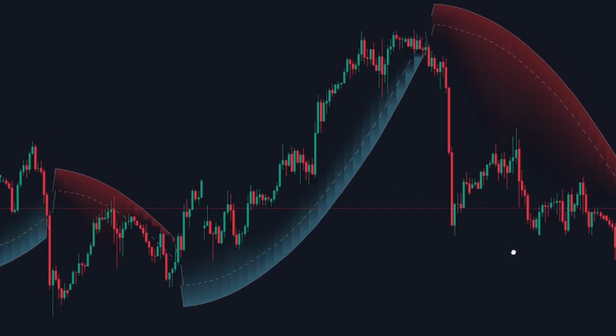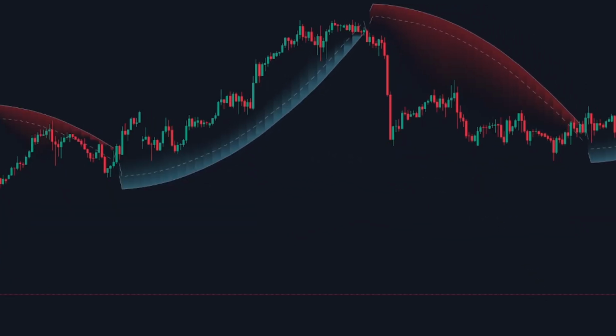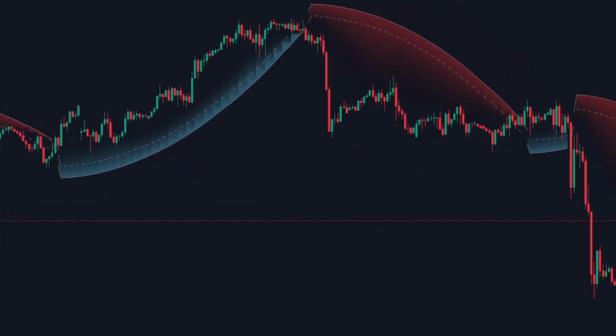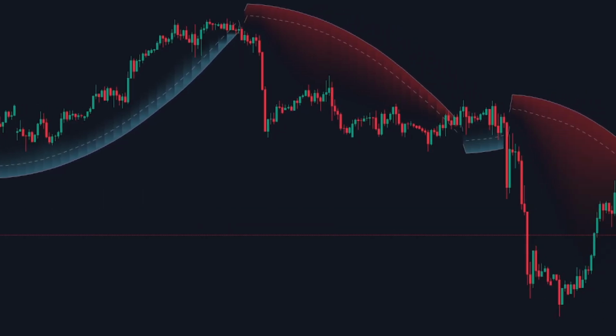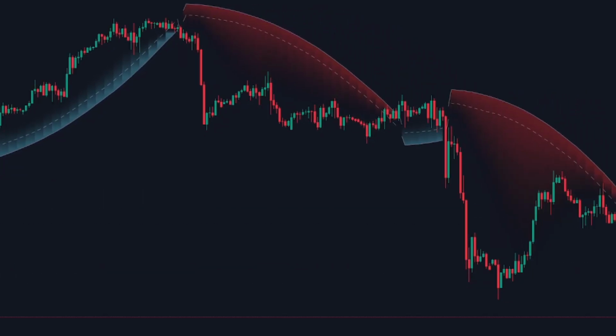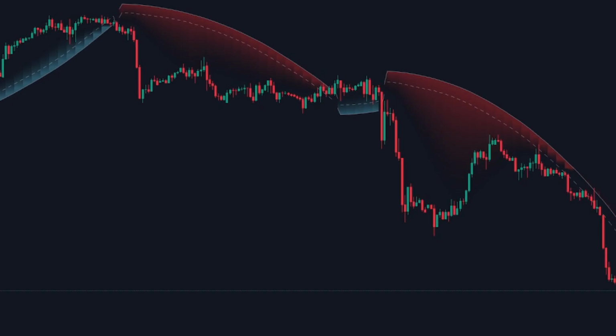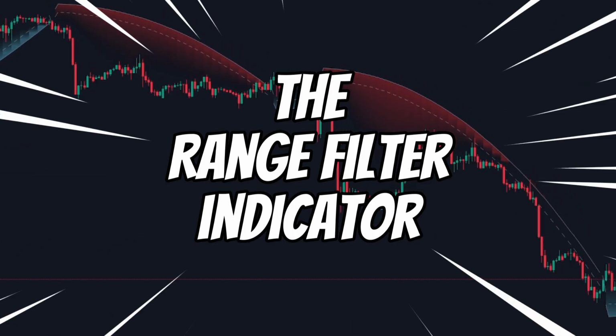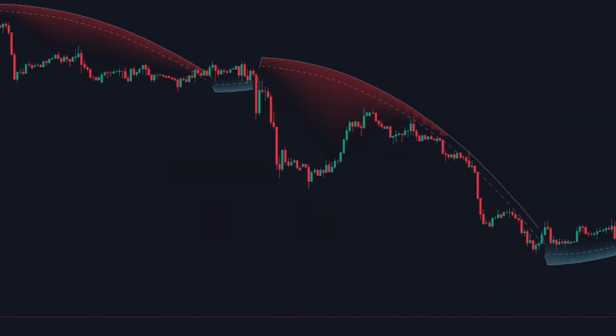Now let's move on to my favorite method of trading with this indicator. For this strategy, we're going to add an extra layer of precision by combining the radius trend indicator with one of the best buy-sell indicators on TradingView, the range filter indicator. Let me show you how it works.